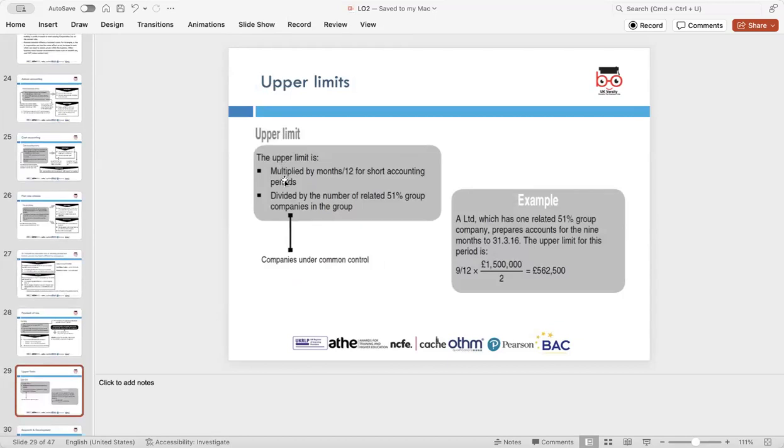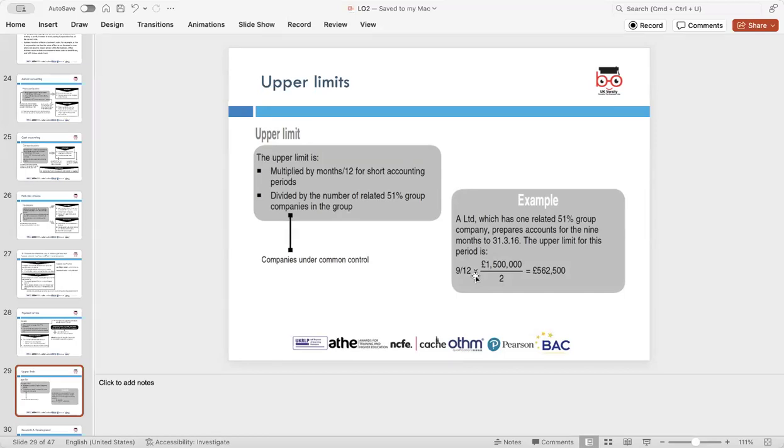Upper limit. Here we will understand how the upper limit of corporation tax is calculated, especially for companies with short accounting periods and those under common control. So basically, the upper limit is an important concept because it determines certain tax obligations for companies. For short accounting periods, the upper limit is adjusted to reflect the period's duration. This adjustment is done by multiplying the upper limit by the number of months and dividing by 12.